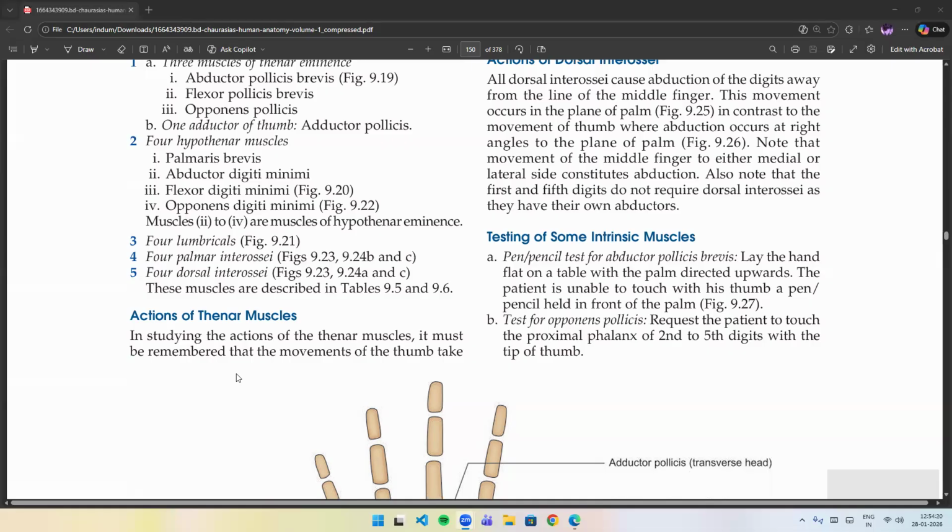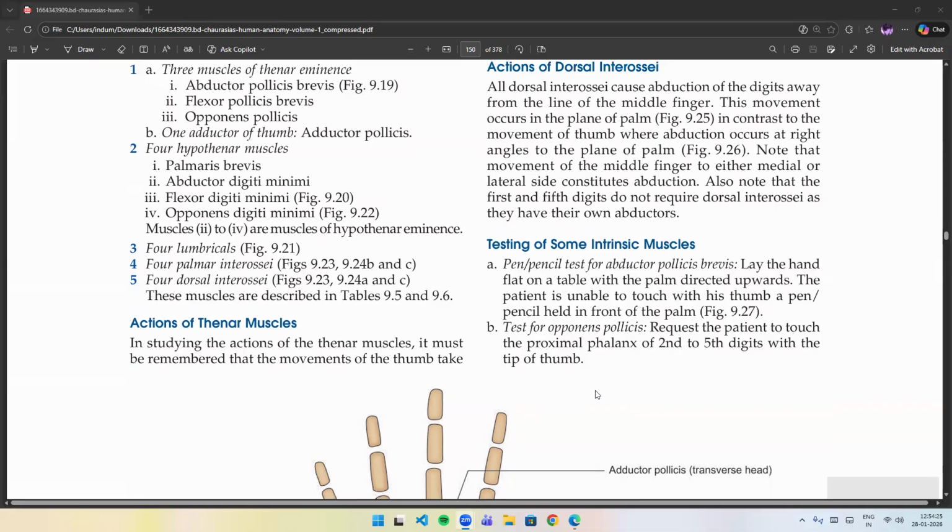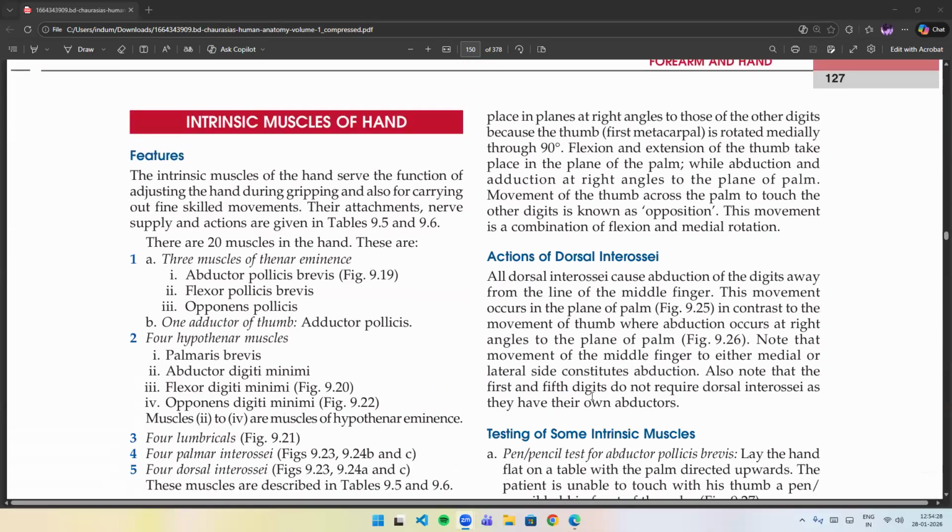Actions of thenar muscles. In studying the actions of the thenar muscles, it must be remembered that the movements of the thumb take place in planes at right angles to those of the other digits because the thumb's first metacarpal is rotated medially through 90 degrees. Flexion and extension of the thumb take place in the plane of the palm, while abduction and adduction occur at right angles to the plane of the palm. Movement of the thumb across the palm to touch the other digits is known as opposition. This movement is a combination of flexion and medial rotation.